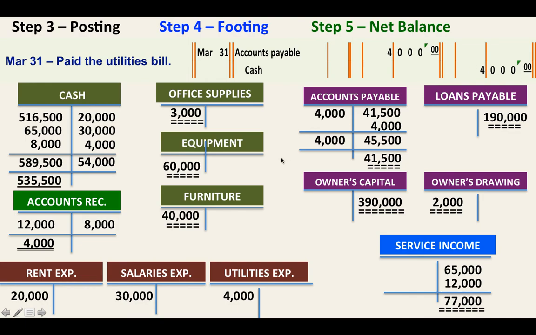So now we will present the trial balance for the net balances. In your seat work or in your assignment, you'll just have to present the trial balance with net balances. By the way, we have to double rule the utilities, salaries, and rent expense. So now we can prepare the trial balance. And this trial balance is called a trial balance of balances.